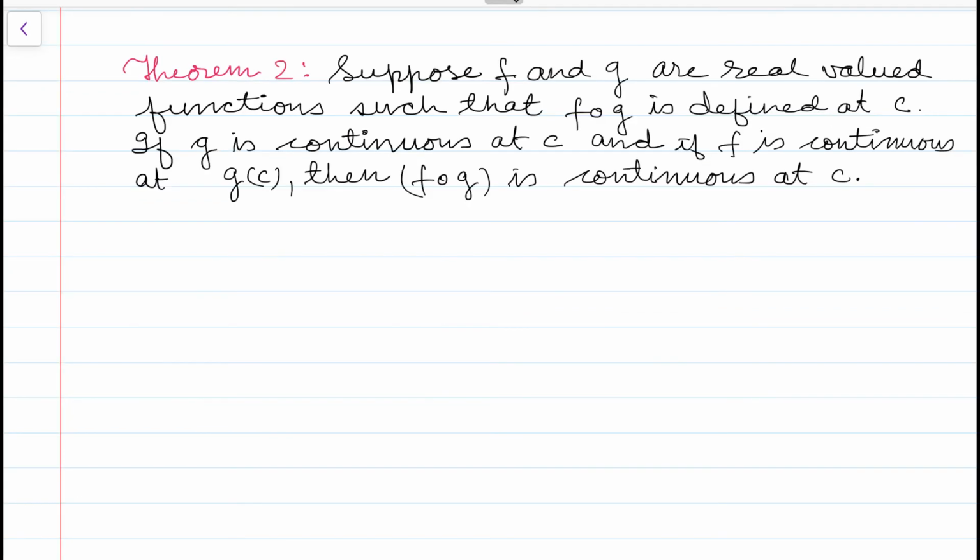The second theorem is: suppose f and g are real valued functions such that f o g is defined at c. If g is continuous at x equal to c and if f is continuous at g(c), then f o g is continuous at c.